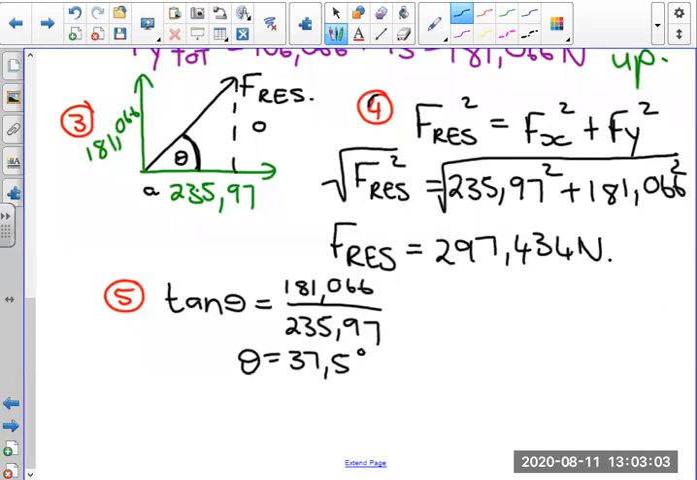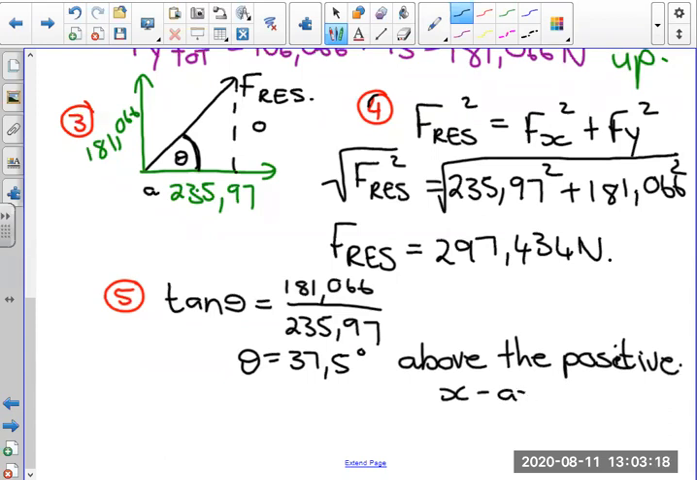Okay, but now we have to describe it. So we're going to say above the positive x-axis. All right, above the positive x-axis, and that would be your final answer. So this is type A that I have here. The next one that we're going to look at is type B.